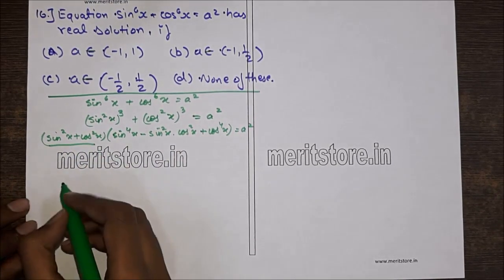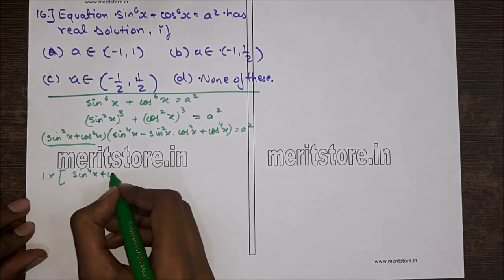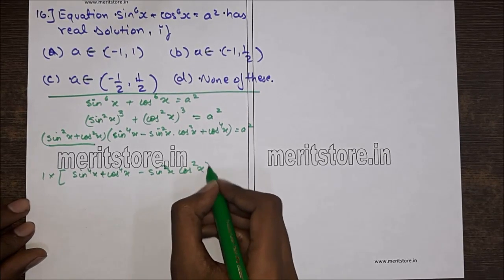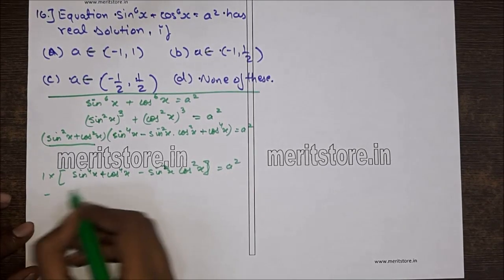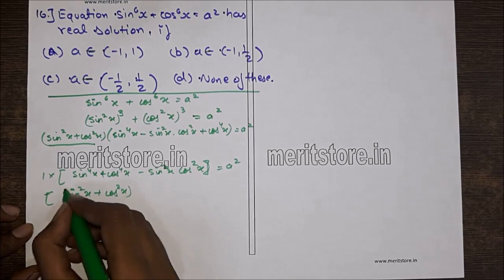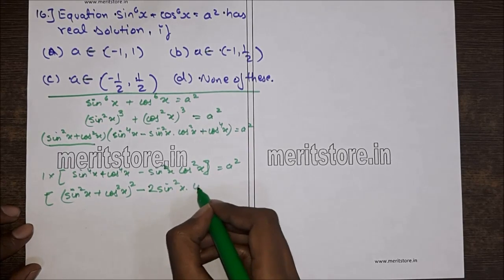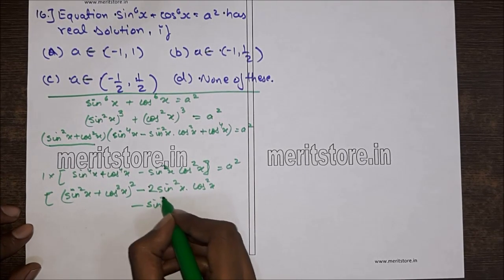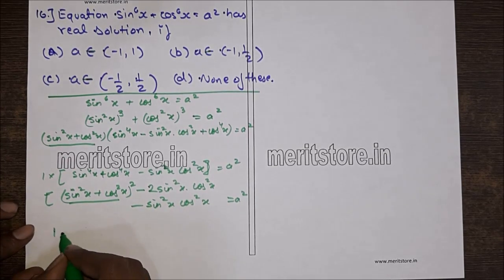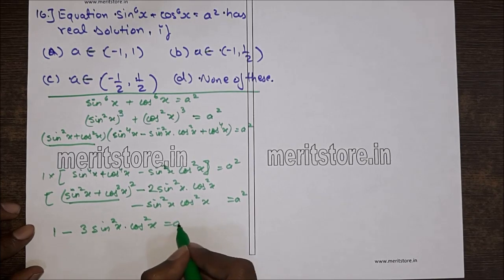Now sin square x plus cos square x is 1, into sin raised to 4x plus cos raised to 4x minus sin square x cos square x is equal to a square. This can be written as sin square x plus cos square x the whole square minus 2 sin square x cos square x minus sin square x cos square x is equal to a square. So this term is 1. So we are left with 1 minus 3 times sin square x cos square x is equal to a square.